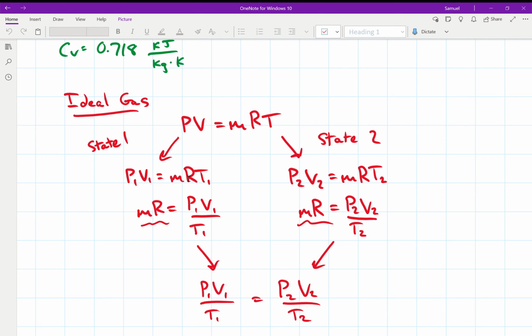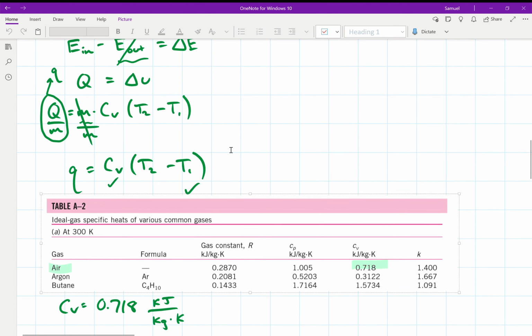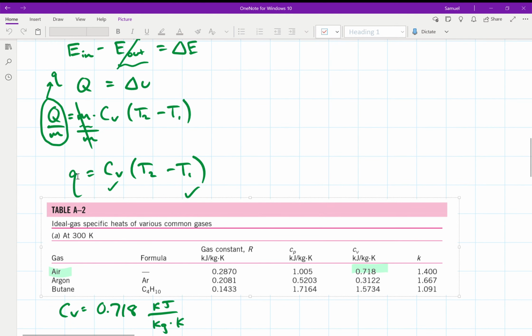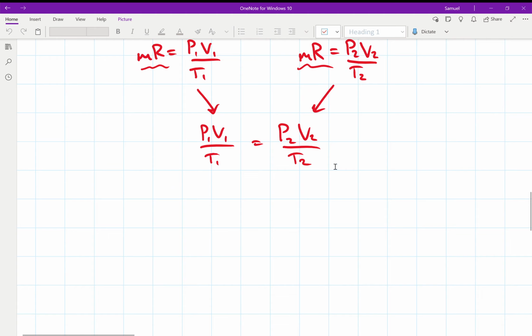At this point, I'm going to pause just for a second and recall that our ultimate goal here is to find the specific heat, and in order to do so, we need to find T2. So I'm going to isolate T2 within this equation. Rewriting that, T2 equals P2 times T1 over P1.